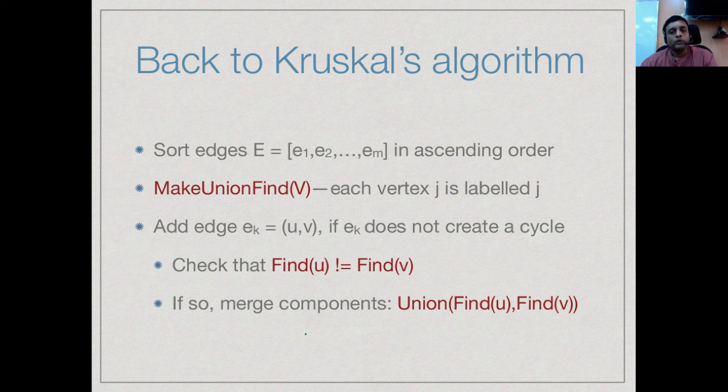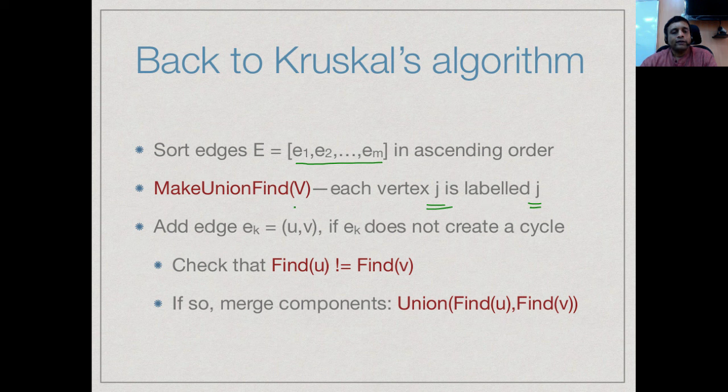So how do we use this union find data structure in Kruskal's algorithm? Remember, in Kruskal's algorithm, we initially sort the edges, so we have E1 to Em in ascending order of cost. Now we begin with a trivial partition. We do a make union find of our set of vertices, so each vertex j is labeled j. So we have exactly n partitions, one containing each vertex.